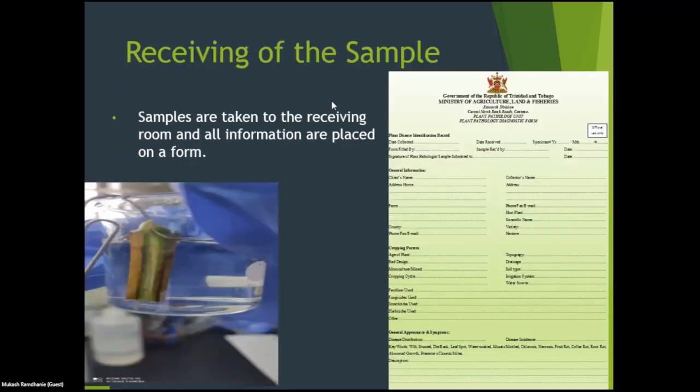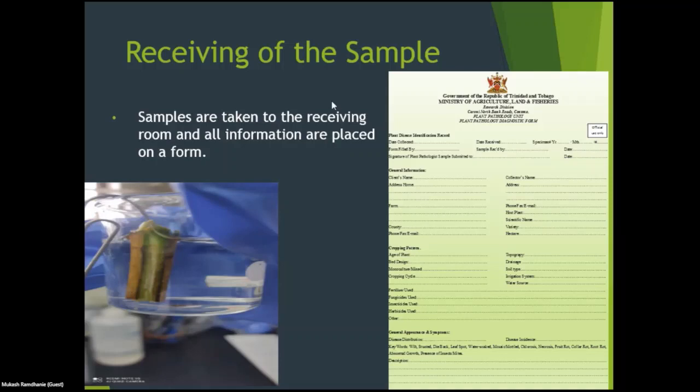On the same light, the samples are received, and when the samples are received, they are taken to the pathology unit, and there is a receiving room where all the information is taken by a member of the staff, and placed on a form.